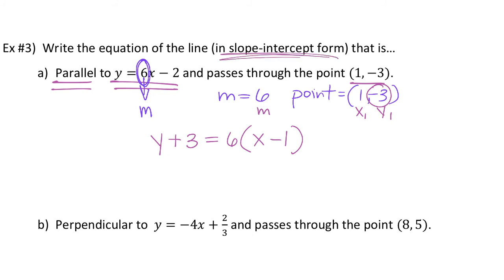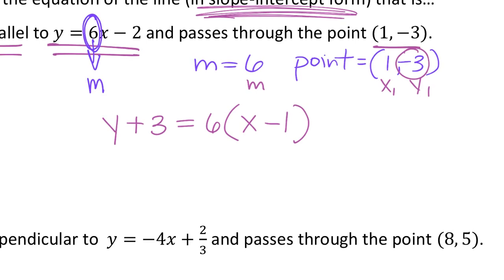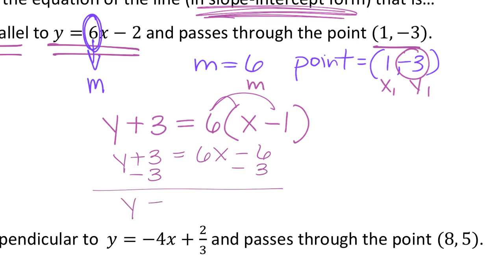It says put it in slope-intercept. How are we going to do that? Distribute, right? So this is going to be y plus 3 equals 6x minus 6. How do I get that into slope-intercept? Subtract 3. Yeah, we're going to move that 3. So it's going to be y equals 6x minus 9.